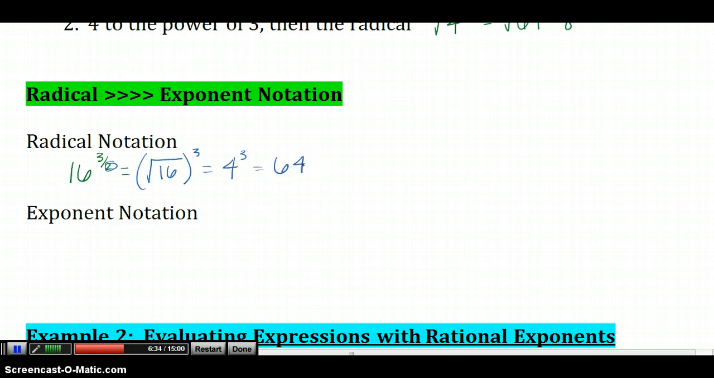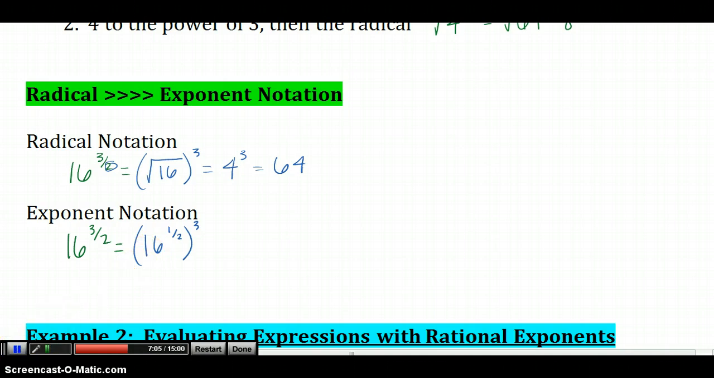Now let's do the same problem using exponent notation. So let's say we still had 16 to the power of 3 halves. Now using exponent notation, remember that the square root is the same thing as having a power of a half. So I can rewrite this as 16 to the half power all to the third power.